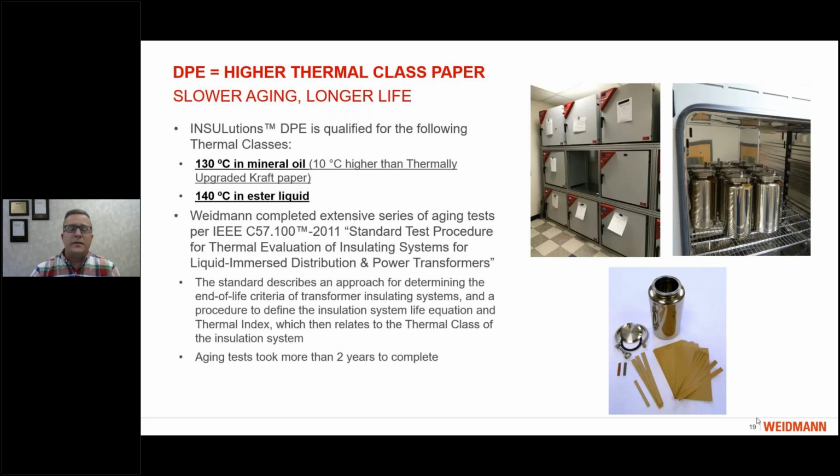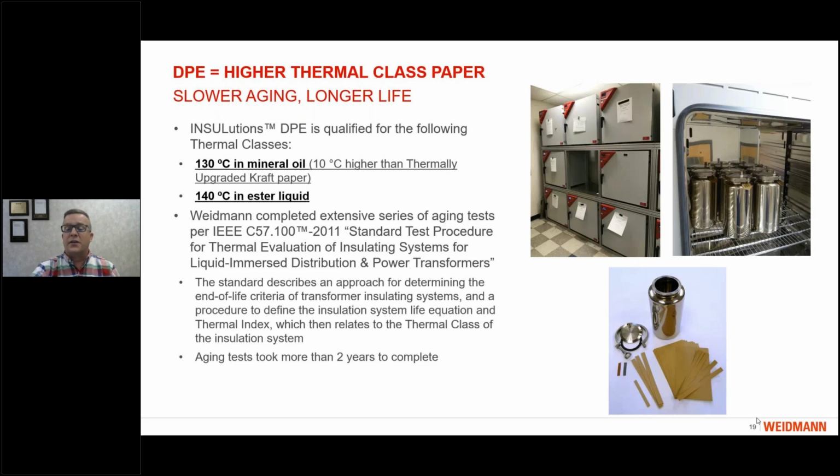And the way that you determine the thermal class of these kinds of materials, one of the popular ways, is to do what's called a sealed tube accelerated aging test. You can see some pictures on the right: a picture of our aging lab with our aging ovens and the aging sealed tube containers, and also a container itself with all of the contents opened up. When you do an aging test of the conventional system of mineral oil and thermally upgraded kraft versus a new system, we did that according to IEEE standard C57.100, and we found that DPE in mineral oil has a thermal class of 130, which is 10 degrees C higher than TUK in mineral oil. And in esters, it has a thermal class of 140.